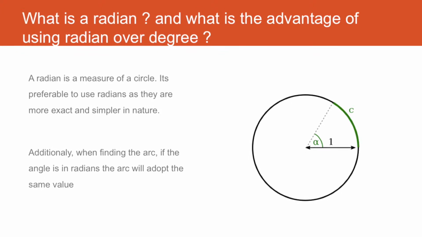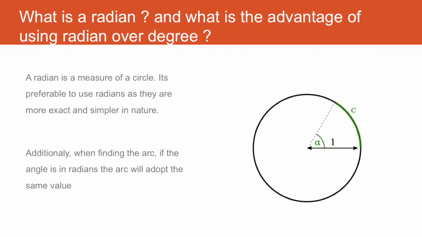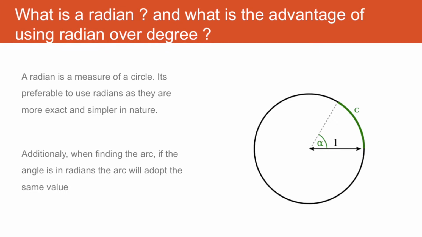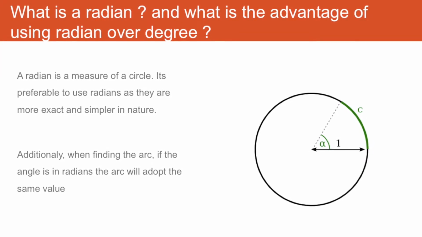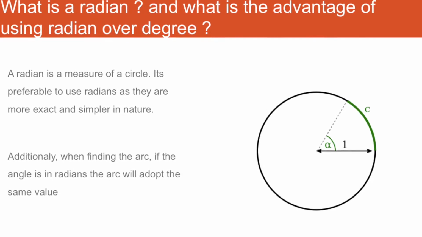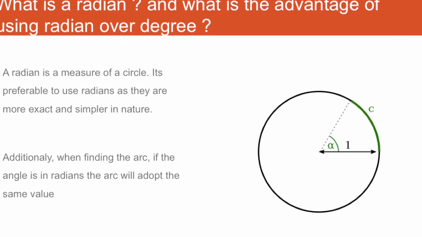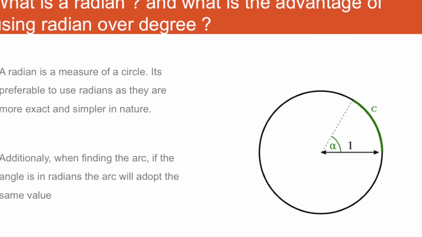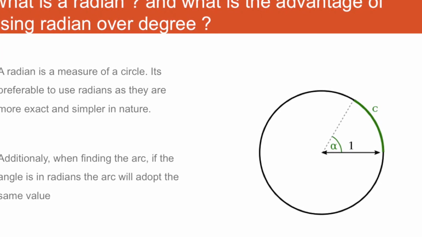Well, what is a radian and what is the advantage of using a radian over a degree? A radian is a measure of a circle. It's preferable to use radians as they are more exact and simpler in nature. Additionally, when finding the arc, if the angle is in radian value, the arc will adopt the exact same value, as shown in the example to the right.